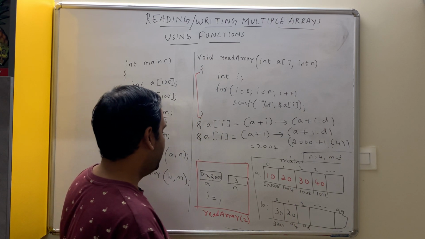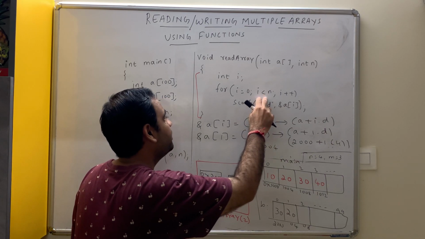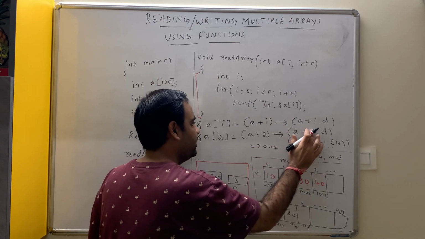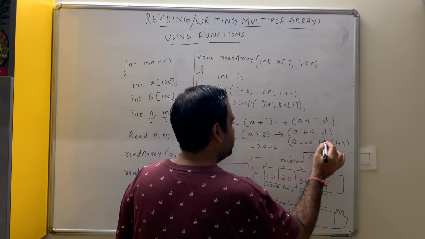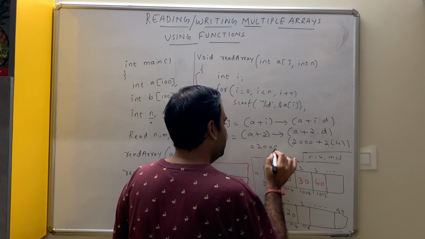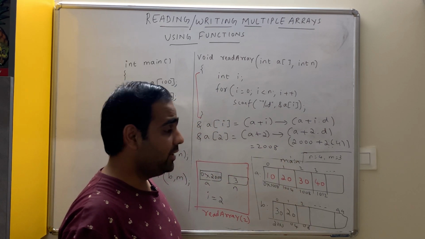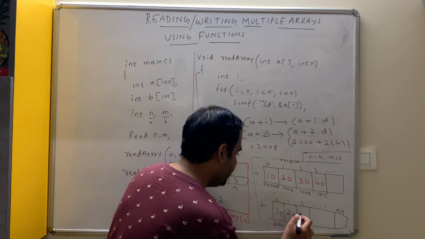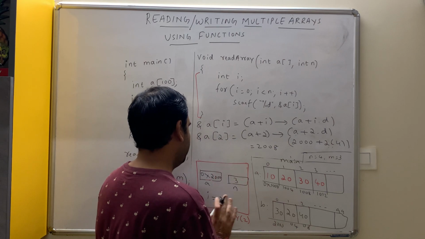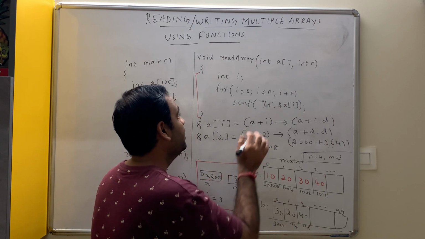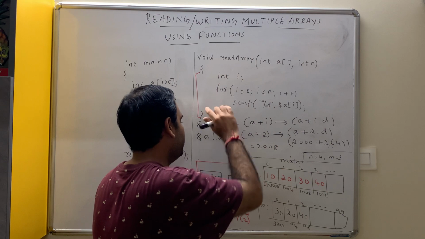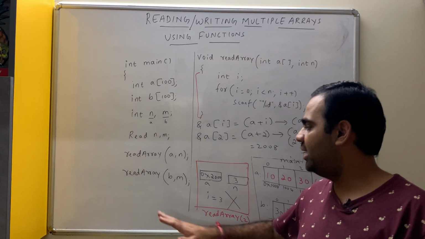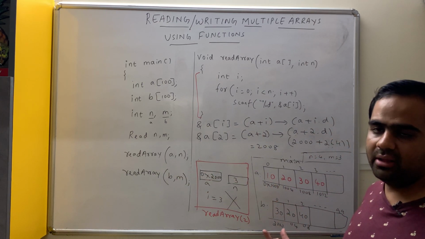Is that okay? Now again you say I plus plus 2. 2 less than 3 is true. Ampersand a of 2 is nothing but a plus 2, which compiler converts to a plus 2 into d. 2000 plus 2 into 4 is 2000 plus 8 is 2008, because the value of a in read array function is 2000. Suppose if I enter 40, 40 will be stored. I plus plus, the value of I will become 3. 3 less than 3 is false. You come out, closing bracket of the function is taken as return. The scope dies. You come back to main and you see that the array B is read.